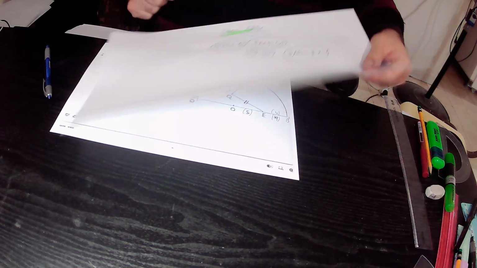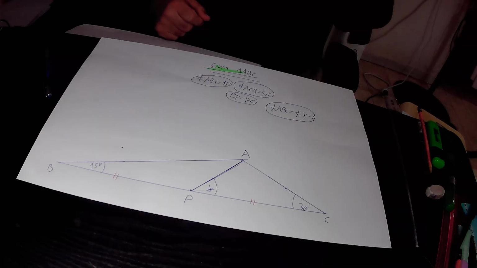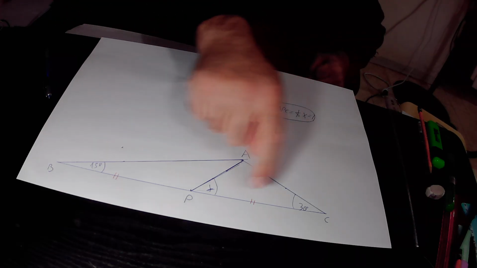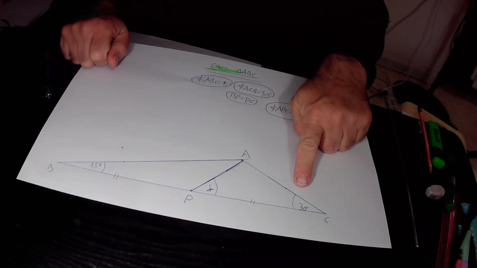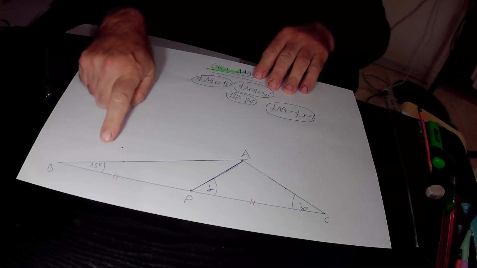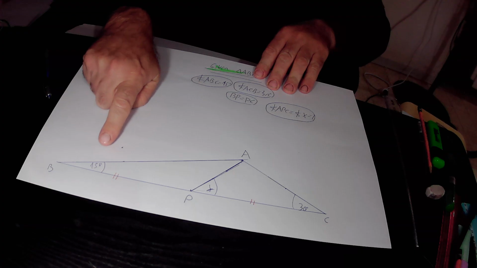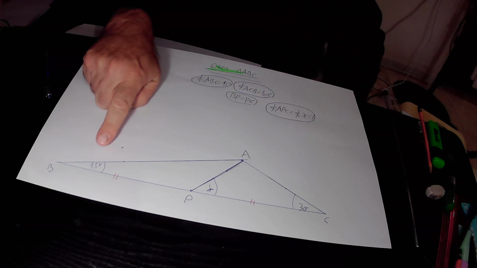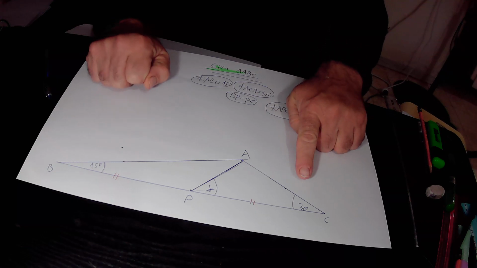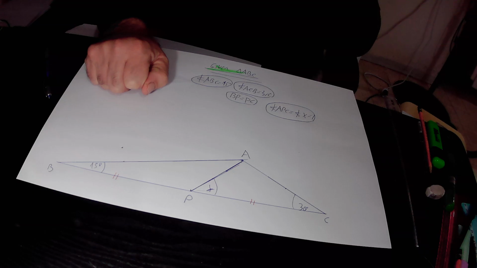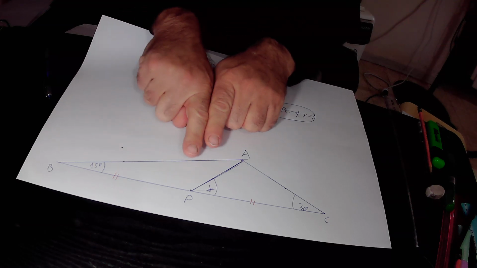So we start with the first question. In the diagram, we have triangle ABC. This is angle ABC, which equals 30 degrees in size. This is angle BAC, which equals 15 degrees in size, and this is angle ACB. This equals 30 degrees in size. In addition, we know that BP equals PC.